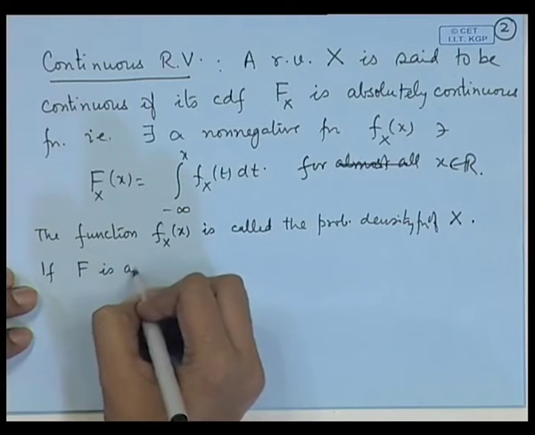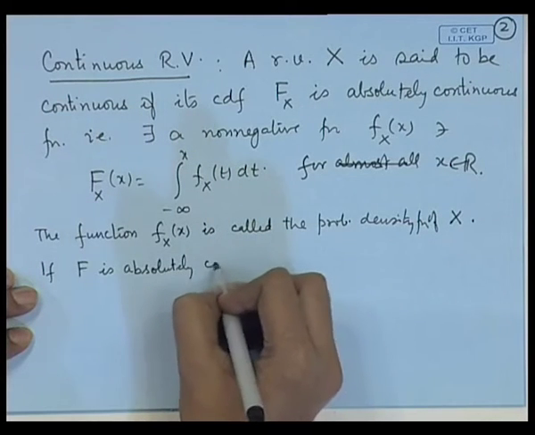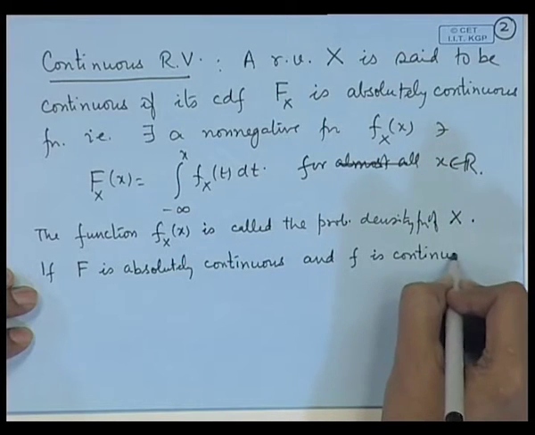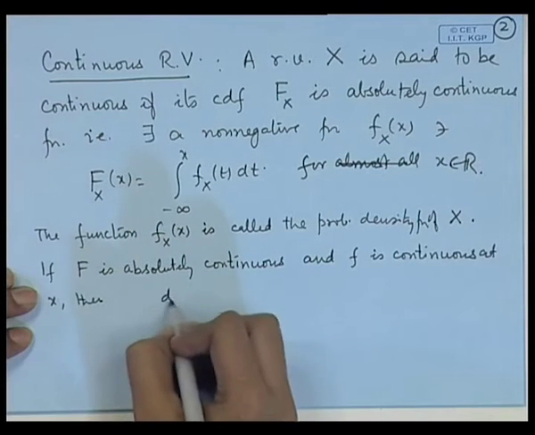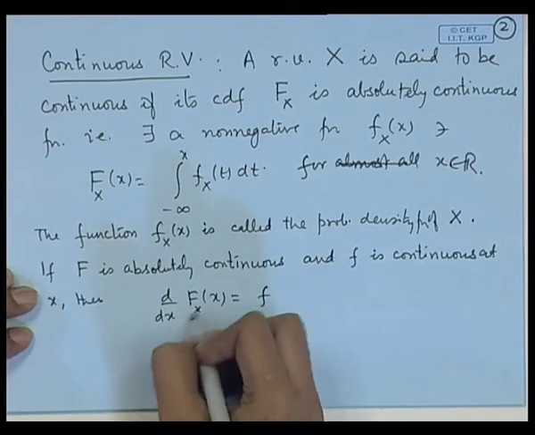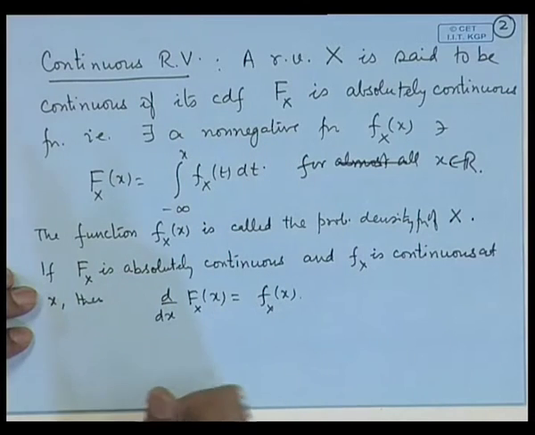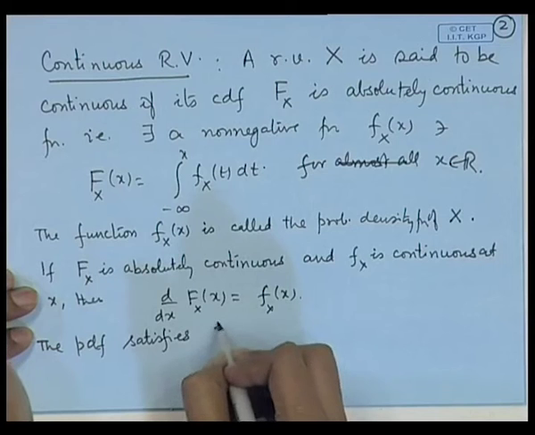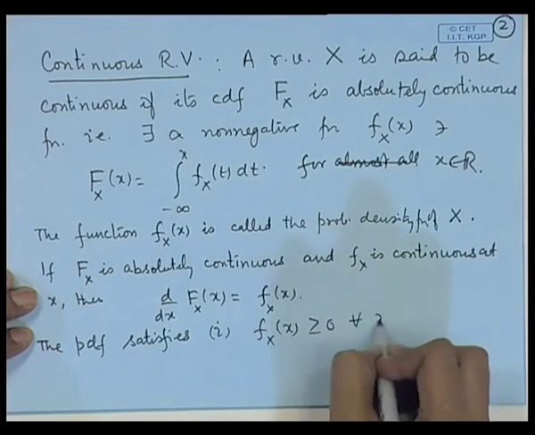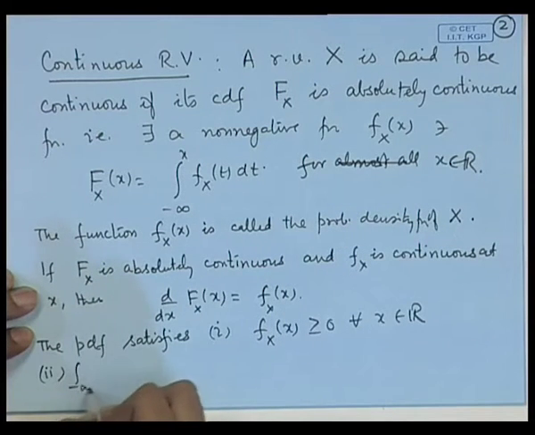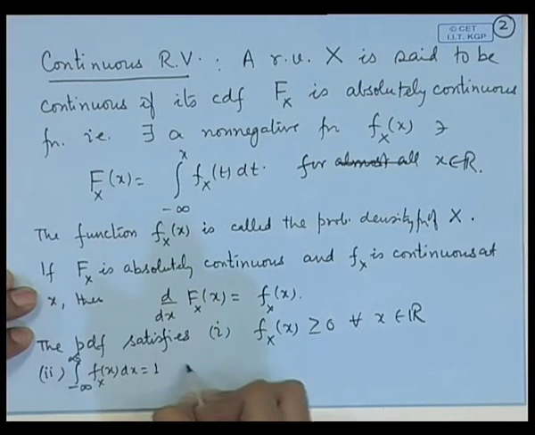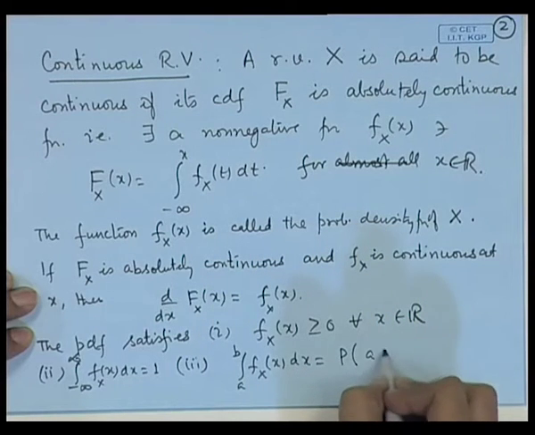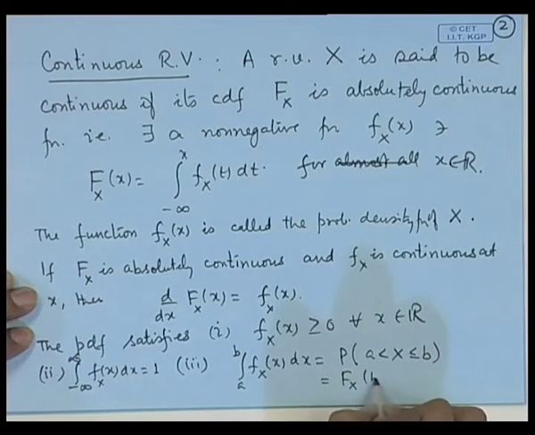If F is absolutely continuous, and F is continuous at x, then d by dx of F(x) is equal to small f(x). The PDF, or the probability density function, satisfies, one, that it is a non-negative function. Secondly, the integral over the full region is equal to 1, and if we integrate the density over an interval a to b, it denotes the probability of a less than or equal to X less than or equal to b, that is basically F_X(b) minus F_X(a).